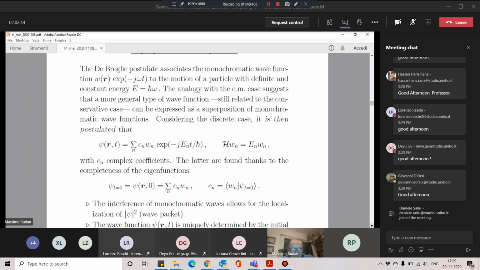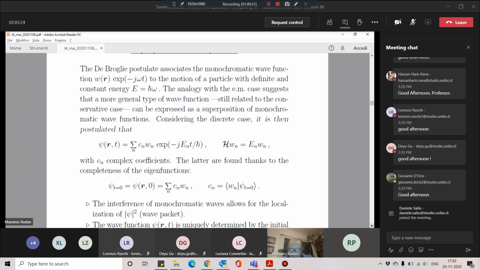But we know how to find the coefficients of a function that depends on position, because that is nothing else than the expansion of a function psi of r, 0 into a complete set of eigenfunctions W. So we find the coefficient C sub n of the expansion by taking the scalar product of W sub n by psi at t equal to 0.